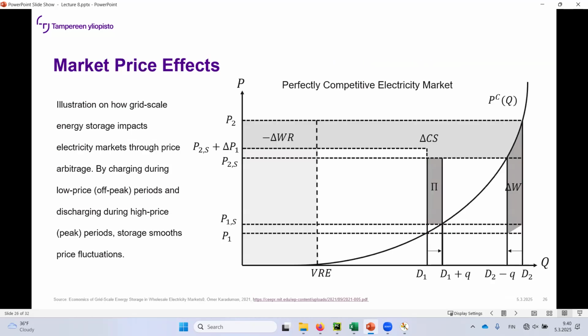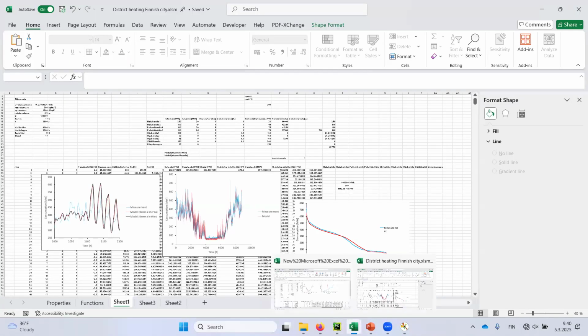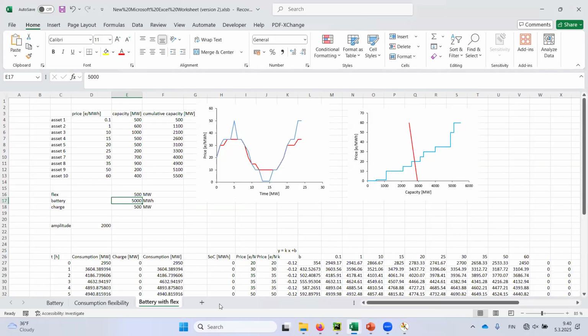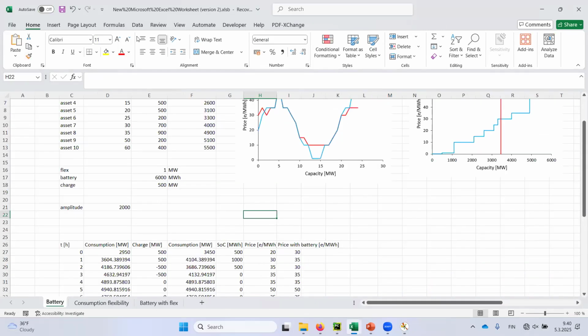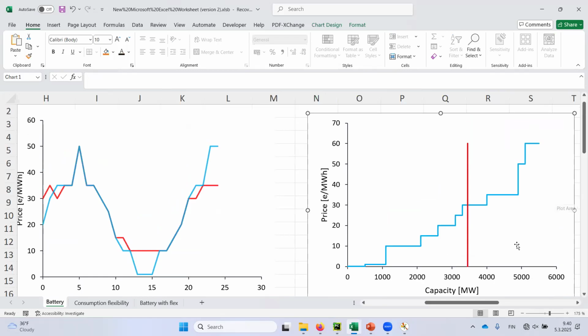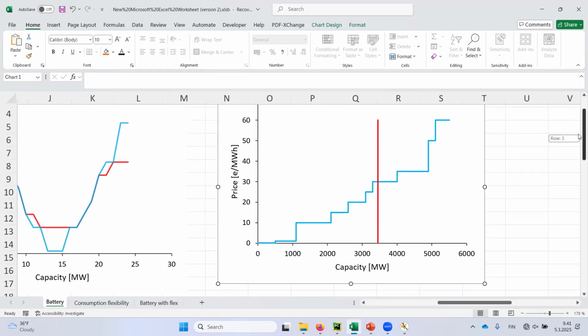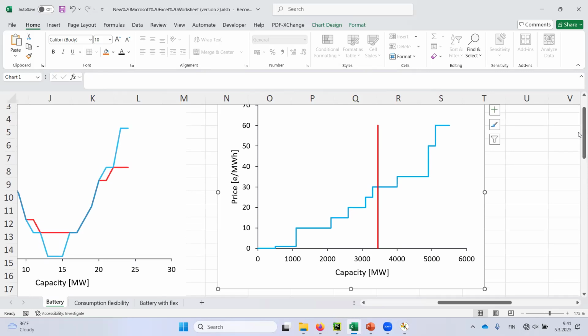So that was related to these market price effects. And in Excel, I had, let's see, this one. So this was what the battery does. As I said, it's really hard to come up with these examples out of thin air. But I made a merit order curve.